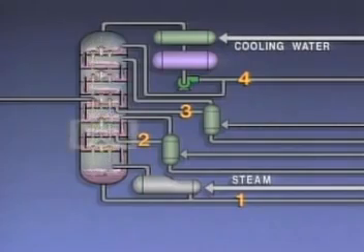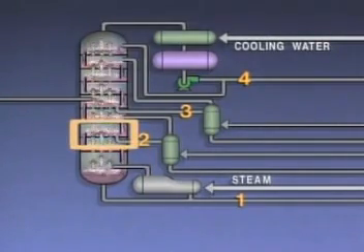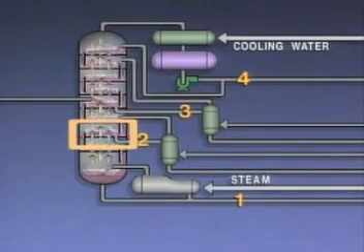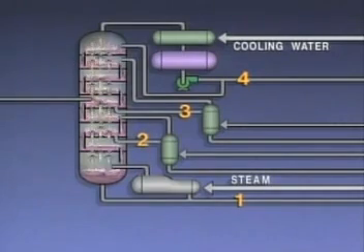If we move up the tower to the area where product 2 is drawn off, the temperature is lower than it is at the bottom of the tower. While there may be some overlap of products in this area, the concentration of product 2 is highest in the liquid that is drawn off at this point. If conditions in the tower are controlled properly, the concentration of each product is highest at its respective draw-off point.